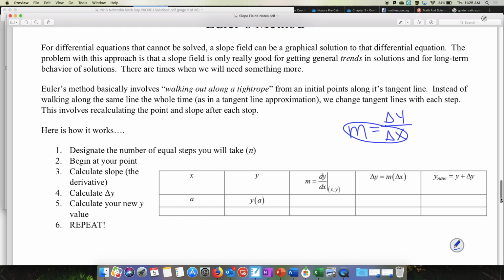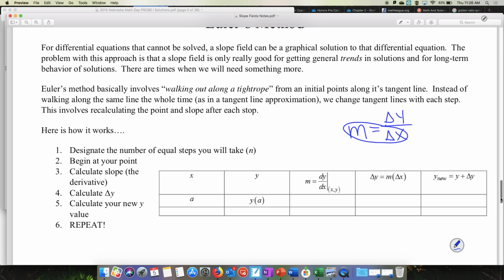By figuring out what our change in y is. Okay? So if we start at 1 and our change in x is 0.5, then at 1.5, what is my y value on that tangent line? That's what we're figuring out right here. Okay? Then, starting there, we're going to do it again.